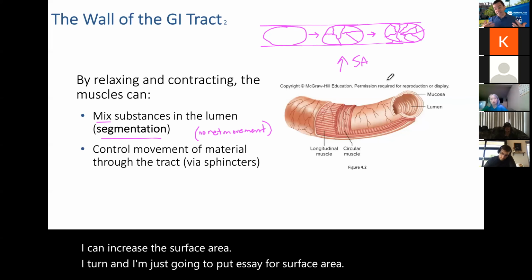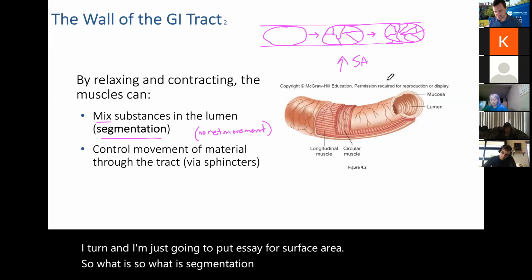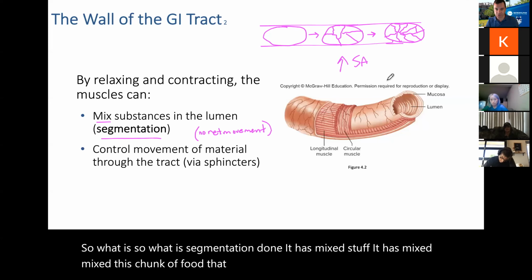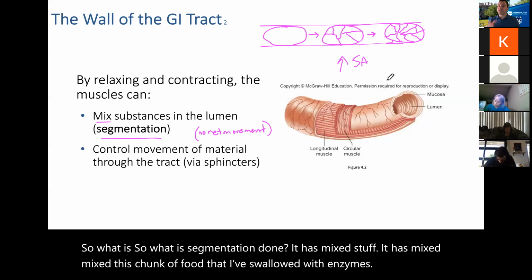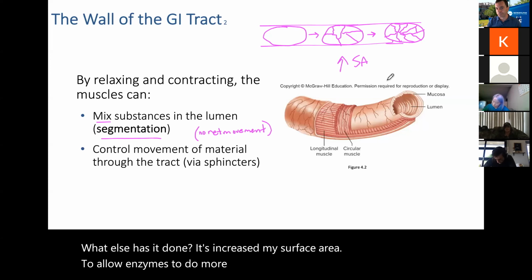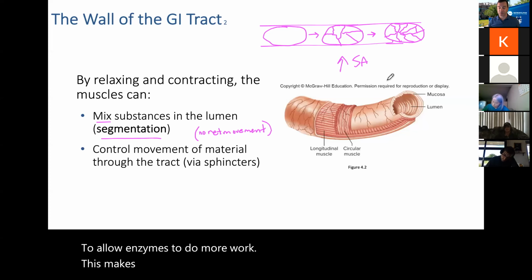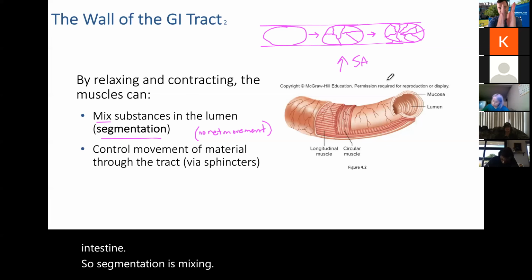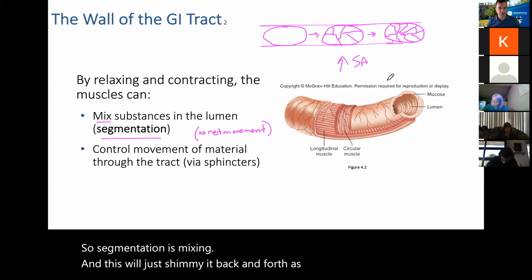So what has segmentation done? It has mixed this chunk of food that I've swallowed with enzymes. What else has it done? It's increased my surface area to allow enzymes to do more work. This makes absorption a heck of a lot easier down within the small intestine. So segmentation is mixing, and this will just shimmy it back and forth as it goes forward through the tube.